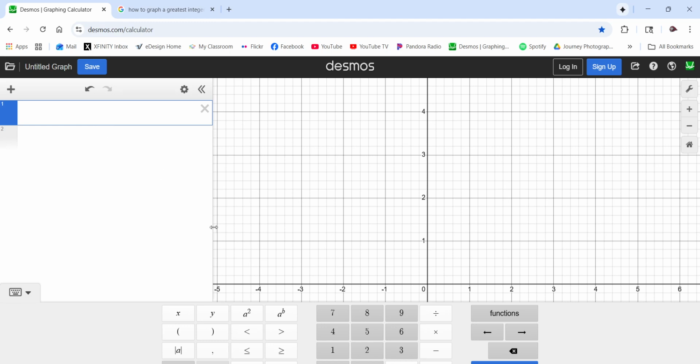So let's do absolute value. Y equals absolute value. Now this is going to look a little different than what we usually think of as absolute value. As soon as you see absolute value, what's the first thought as far as graphing is concerned? It's a V, all right?